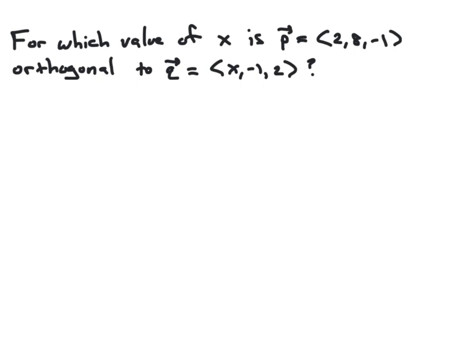For this example, we want to determine for which value of x the vector P with components 2, 8, and negative 1 will be orthogonal to the vector Q with components x, negative 1, and 2. You can pause the video and try this example yourself, then resume the video to see the solution in a few seconds.